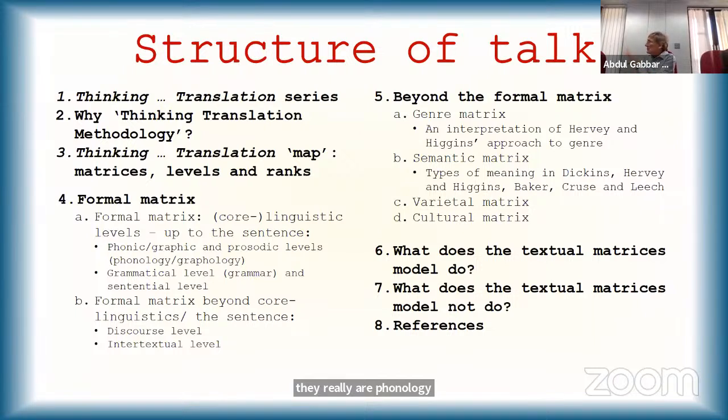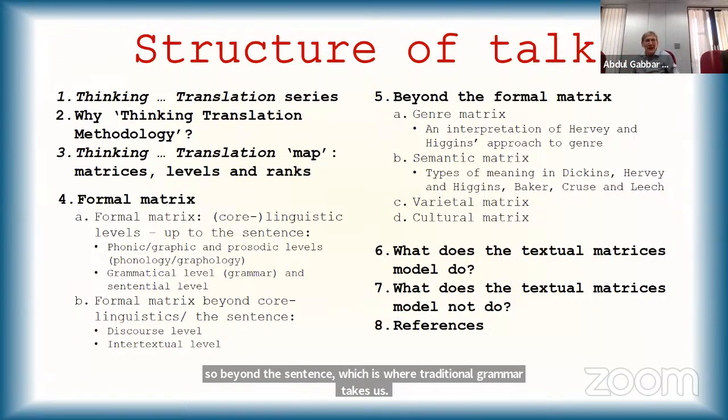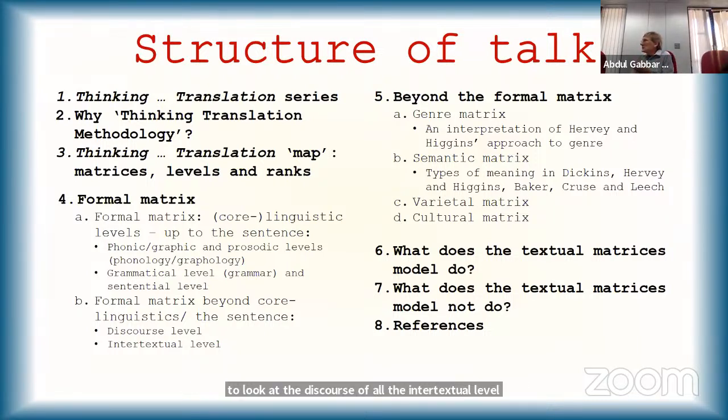And then I'm going to look at beyond the formal matrix, so beyond the sentence, which is where traditional grammar takes us, to look at the discourse level, the intertextual level. And then beyond that, I'm going to look at other matrices which take us into wider areas of text, so into genre, into also semantics, which obviously is rather crucial for translation, into language variety, and into cultural matrix.